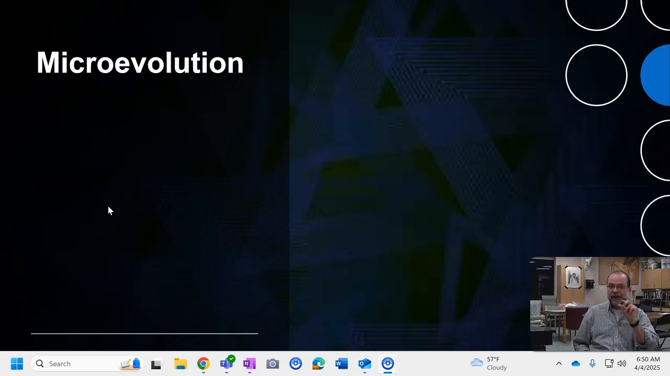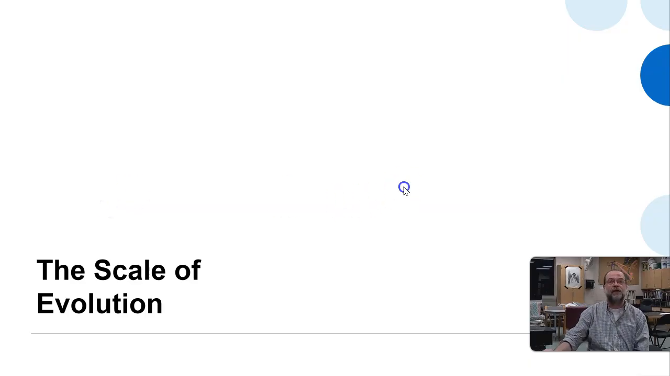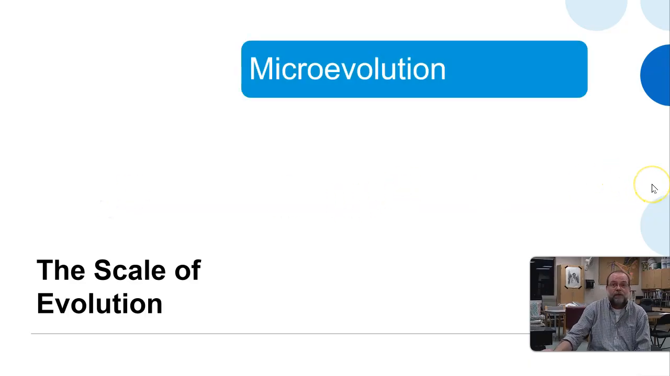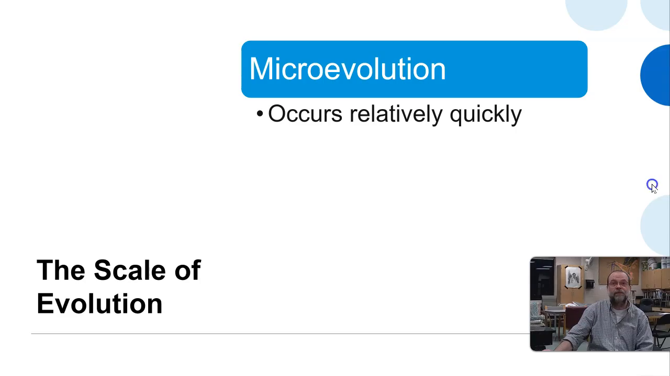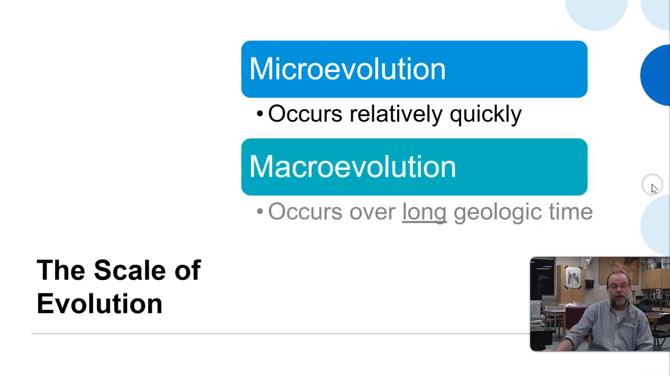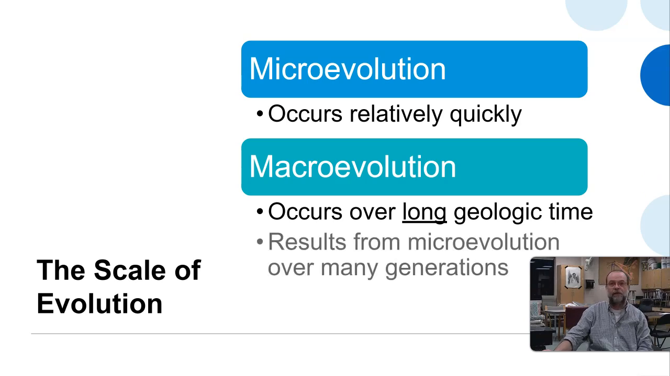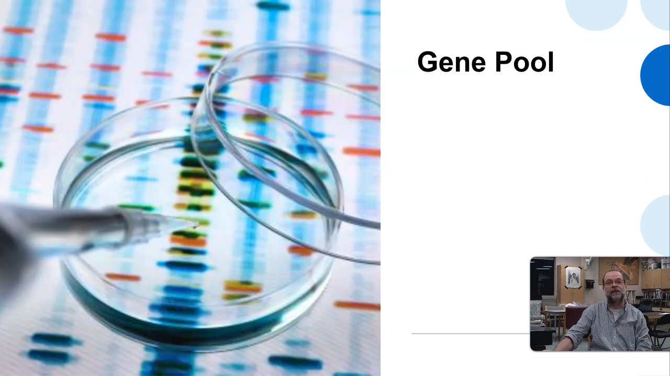So when we say small amount of time, we're not talking 5 minutes, 10 minutes, 24 hours, a week. We're talking a significant amount of time, but comparatively small. Okay? So that's because of the scale of evolution. So here's microevolution. It occurs relatively quickly versus macroevolution over a long period of geological time, over many, many generations.